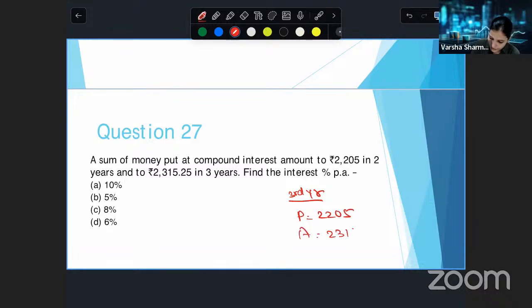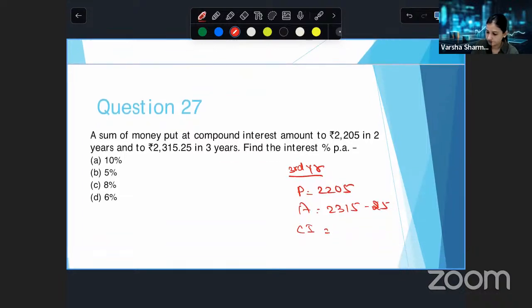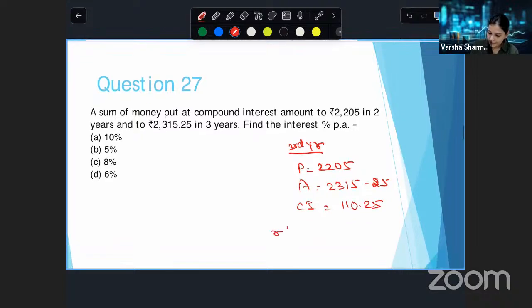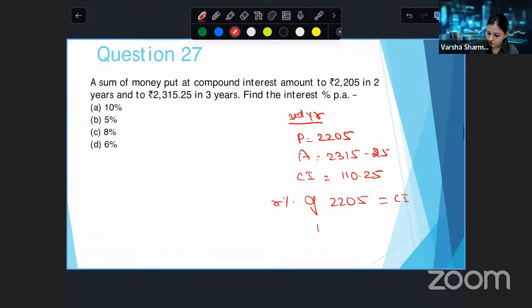My amount is 2,315.25. So my compound interest is this much. Yes. What do we need to calculate? R% of principal is this, or directly 110.25 upon 2,205 into 100. 5%. ठीक है? Yes. कोई दिक्कत? पक्का?